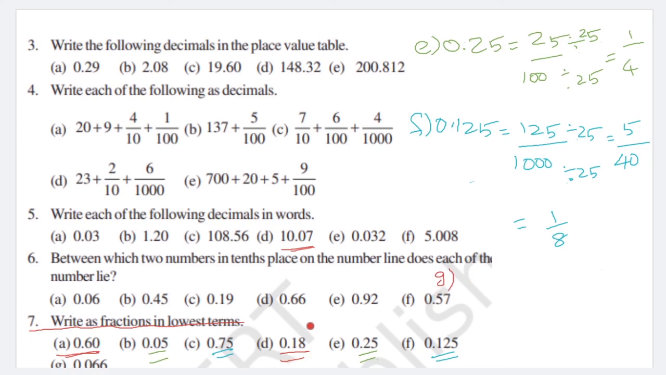Next one is 0.066. So that is 66 divided by 1000. 3 zeros will be followed by 1. So dividing by 2 you have 33 by 500. This is the answer.